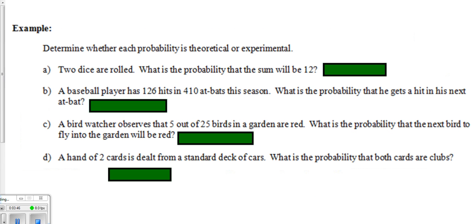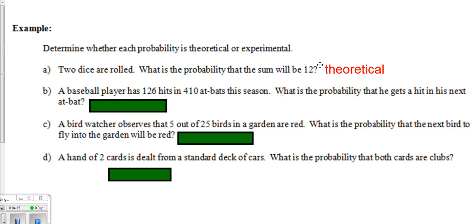So let's look at some examples of determining which probability is being used, either theoretical or experimental. We are looking at 2 dice being rolled, and we want to know the probability that the sum will be 12. We haven't actually rolled them yet. We want to know what the probability is that they will be 12. Well, we would have to be looking at the theory to say it should come out to this much. So that would be theoretical.